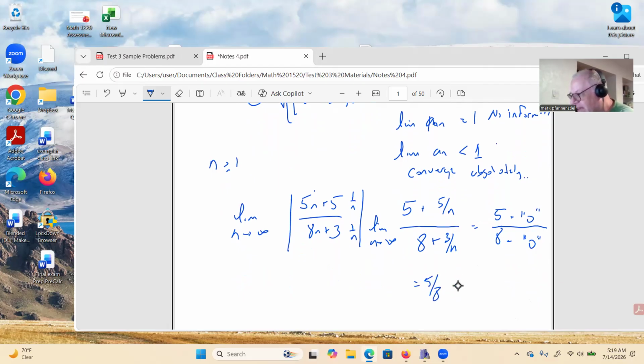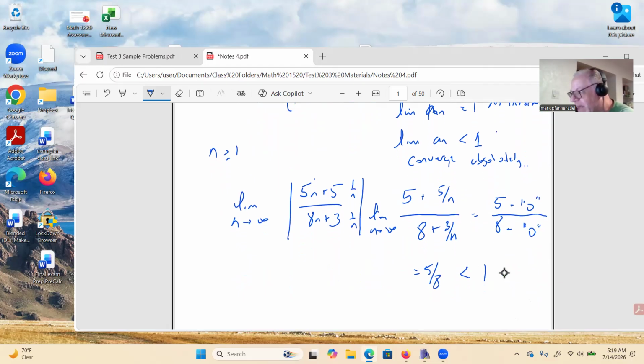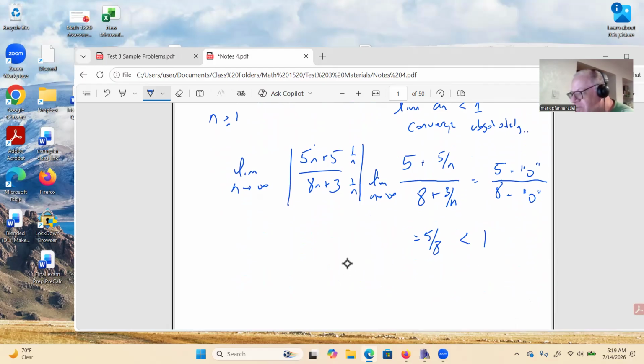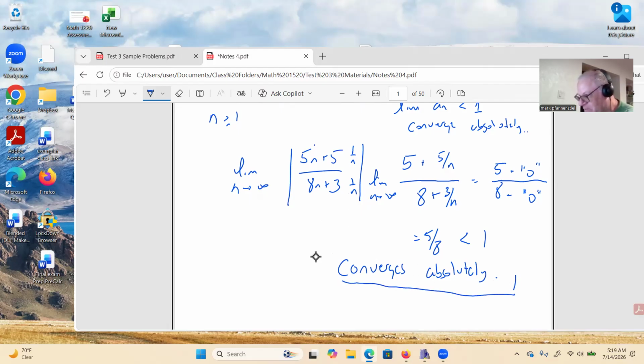5/8 is less than 1. So this series converges. And we also say converges absolutely, because we technically had to put those in the absolute value, even though we know they're all positive, so it's going to be okay. But we converge absolutely for this series. So that's how you deal with the root test.